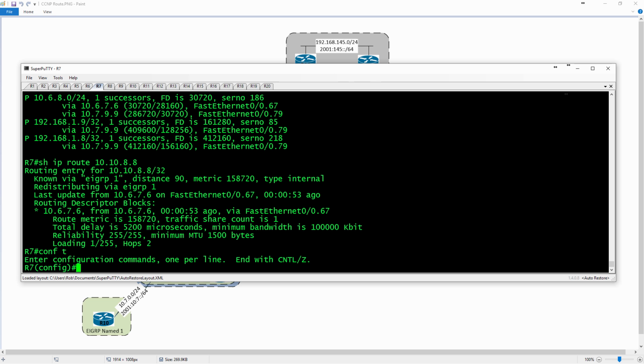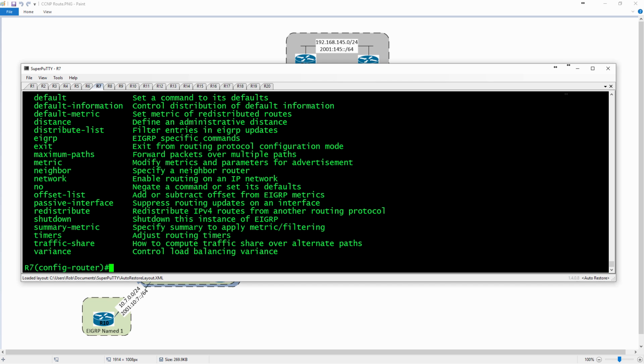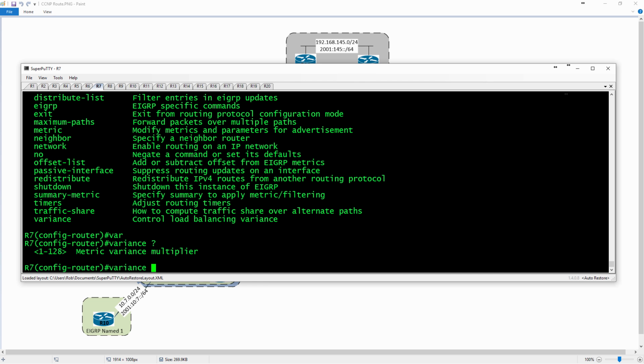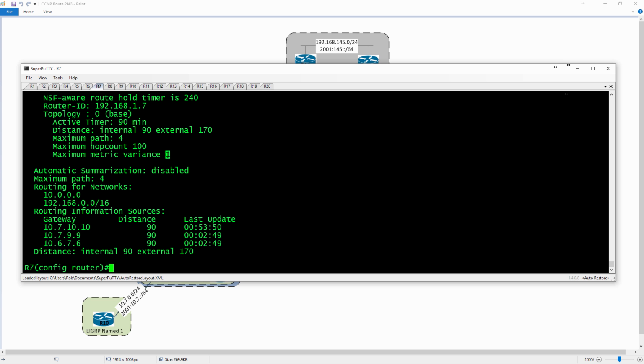So in order for unequal cost load balancing to work, go into router eigrp 1. There is this capability known as variance. The variance is a multiplier. By default, it's a value of 1. If we do a show ip protocols, you'll see the variance by default is 1. The reason it's 1 is because we don't want to accidentally drop in routes if we don't want those routes to be in the routing table.